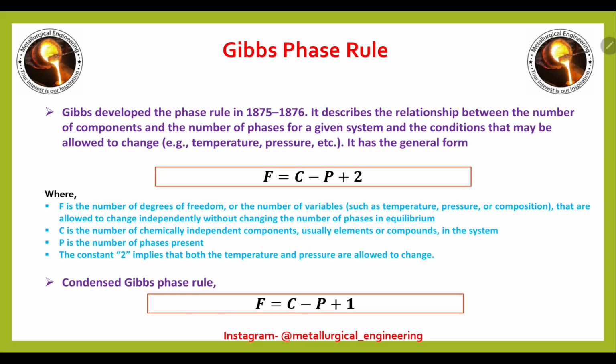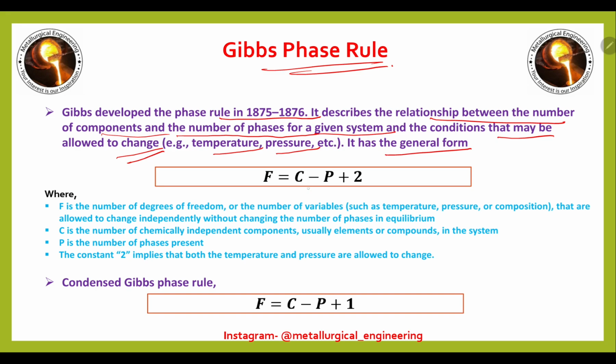And one more, this is the Gibbs phase rule. This is very important. So Gibbs developed the phase rule in 1875 and 1876. So it describes the relationship between the number of components and number of phases for a given system and the conditions that may be allowed to change. So what are the parameters? So these are the temperature and pressure. These are the two parameters.